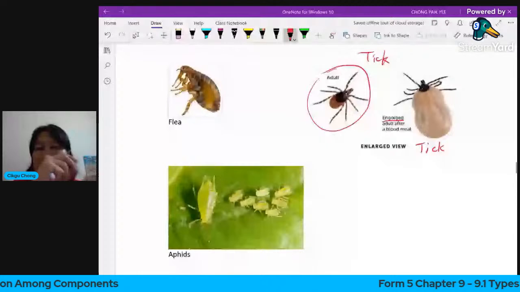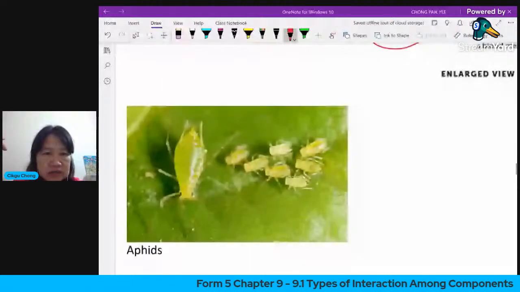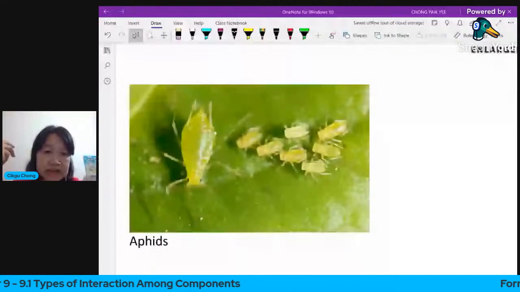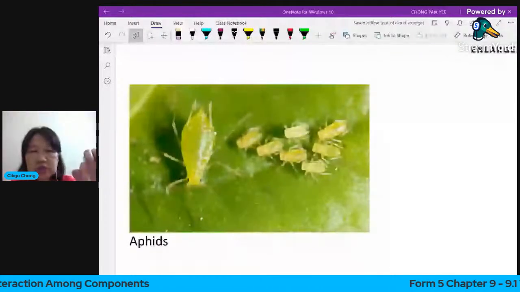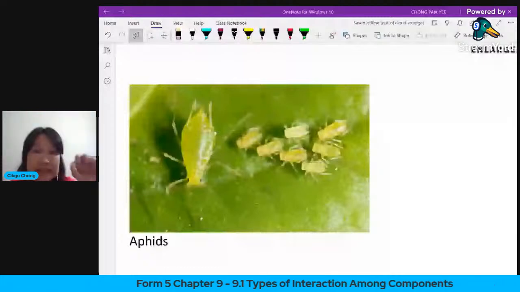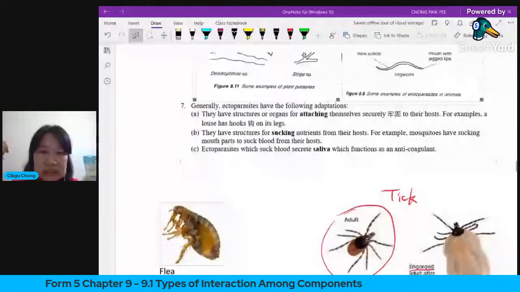So now I'm going to show you an aphid. This one. I'm sure you have seen all this on plants. These are aphids. Their food is actually the sap of the phloem. They will puncture into the plant, draw out like with a needle, and suck up the nutrient. Okay, they are parasites for plants. The tick and the flea are parasites for animals. Okay, let's go back to this one.